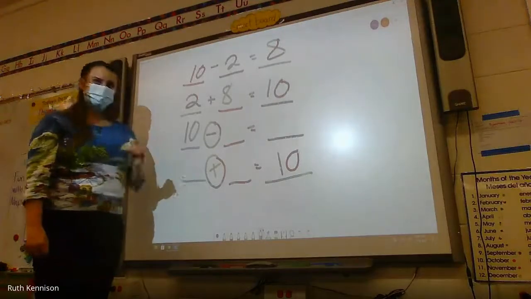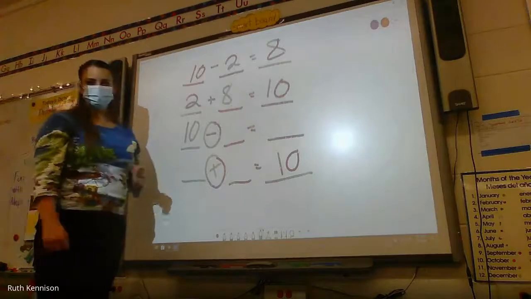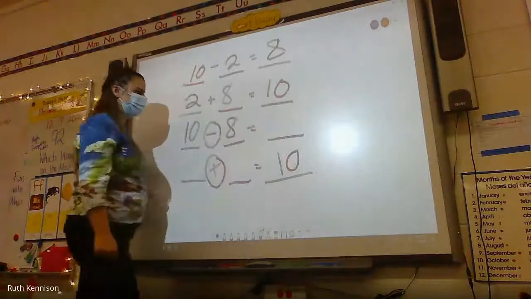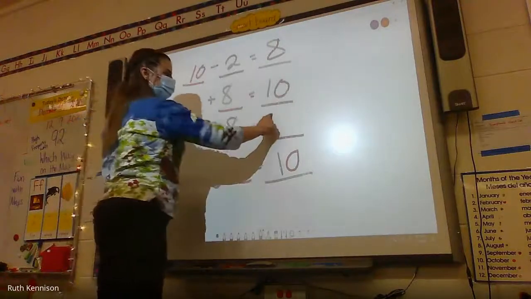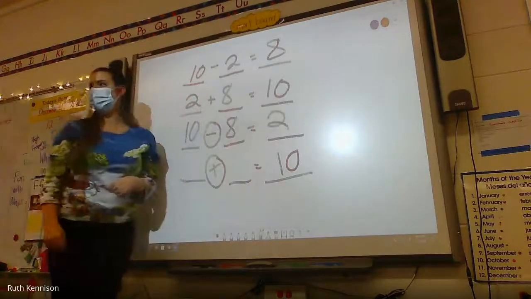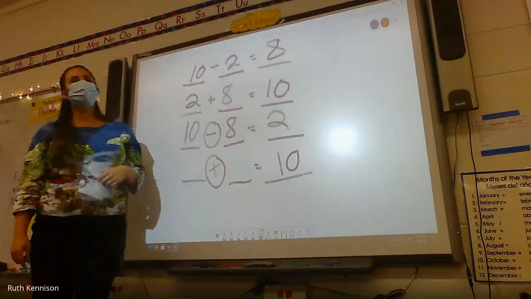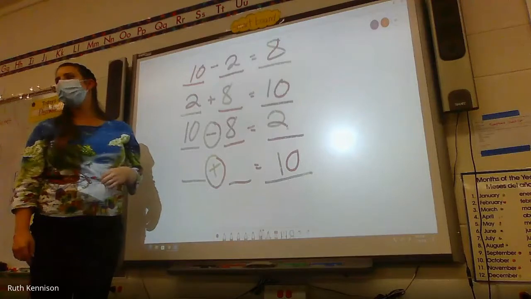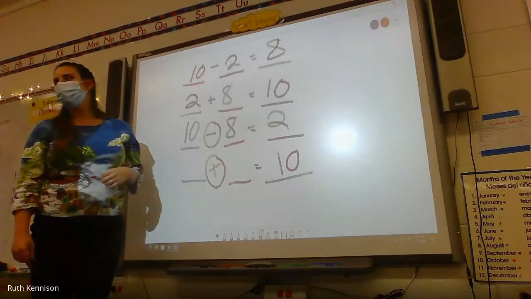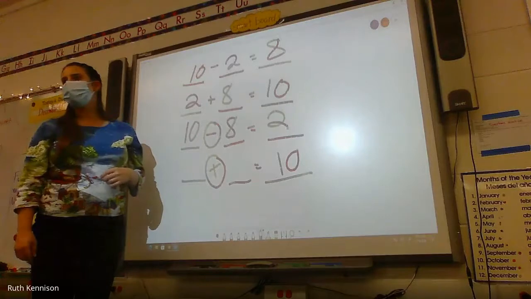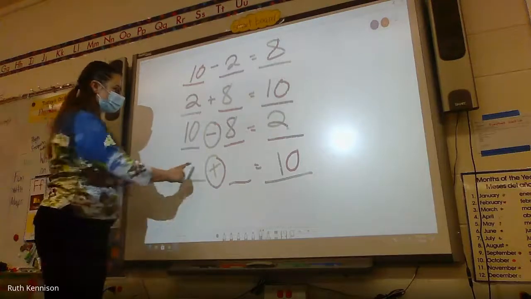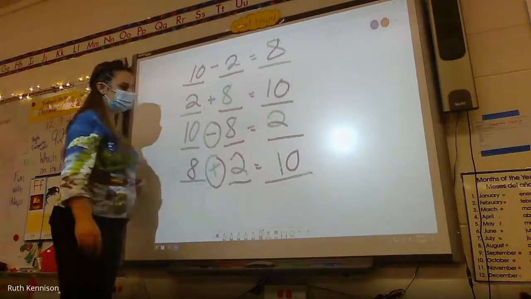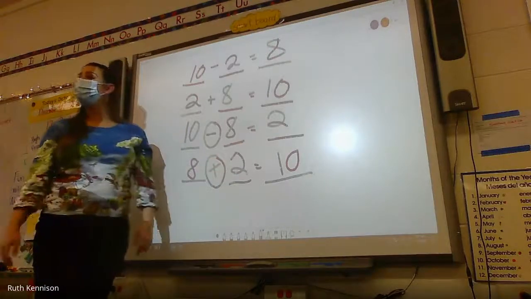Miranda? We could do 10 minus 8 equals 2. Okay, and the last one, Ellie? 8, 2. Very good. Very good. Okay, are you guys feeling better about this?